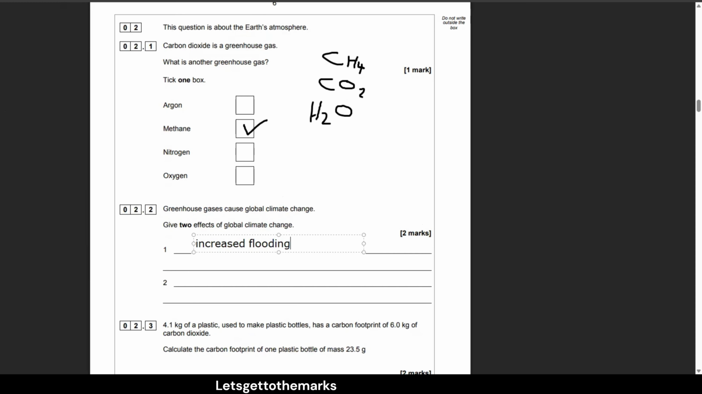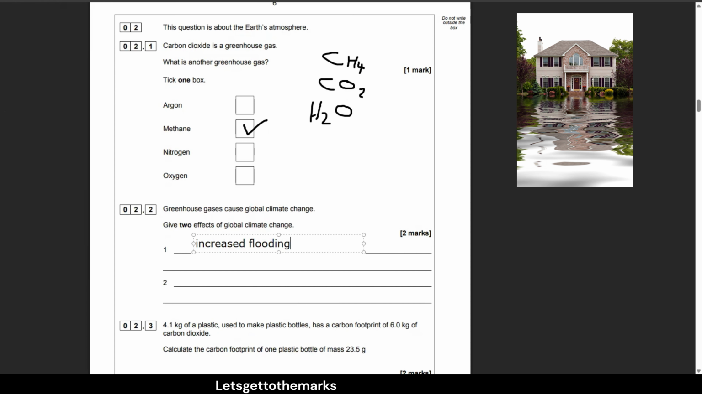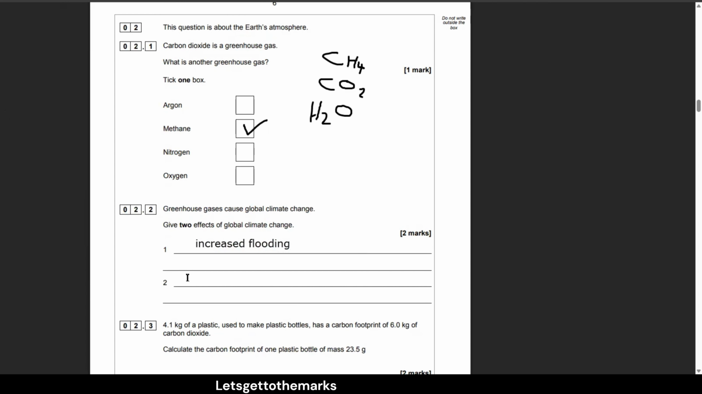Obviously, you're going to get sea levels rising. You could say sea levels rise instead. So I'm just going to put increased flooding, but you could put sea levels rise. We could also get increased droughts, kind of like the total opposite, which is where the ground gets really dry and nothing can grow there. So you can get increased droughts and increased flooding.